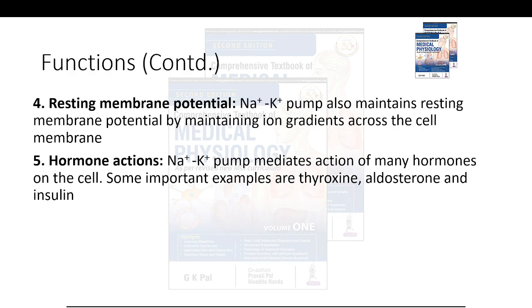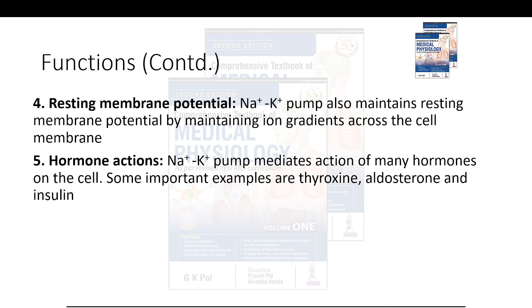It maintains the resting membrane potential. Very important, resting membrane potential in nerve. The sodium potassium pump also maintains RMP, resting membrane potential, by maintaining the ion gradients across the cell membrane. Hormone actions: the sodium and potassium pump mediates the action of many hormones on the cell.